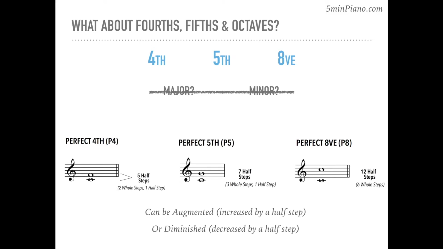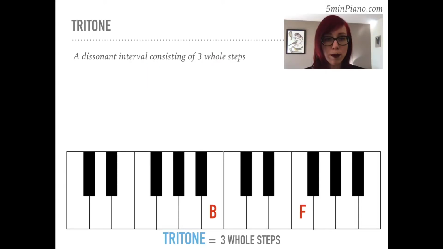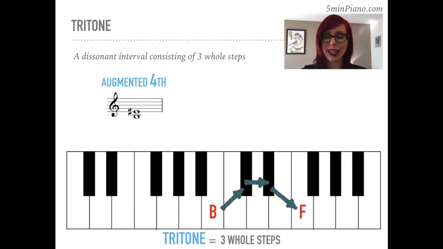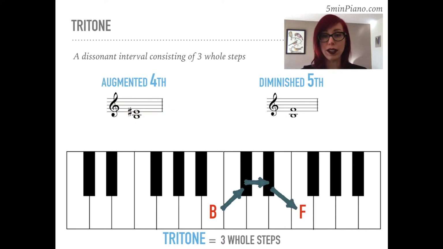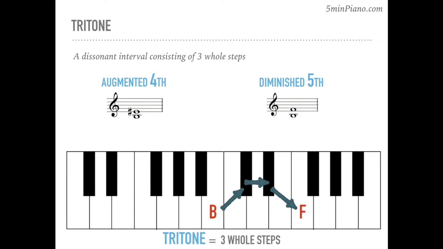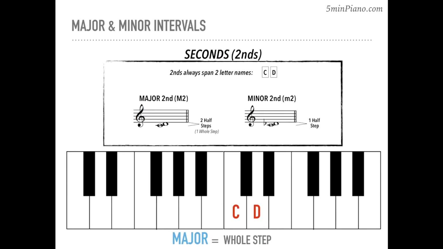They can be altered by augmenting them, increasing them by a half step, or diminishing them, decreasing them by a half step. The most common example of an imperfect interval is known as the tritone. It is a dissonant interval consisting of 3 whole steps. It can be written as an augmented fourth or a diminished fifth. It will sound the same either way, but remember, fourths always span 4 letter names, and a fifth will always span 5 letter names. Let's look at each interval a little more in depth.